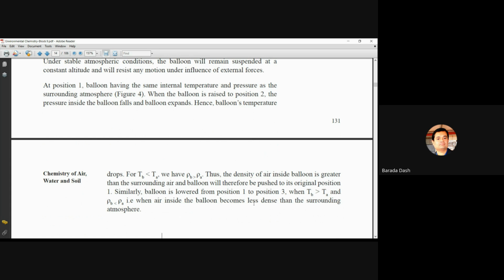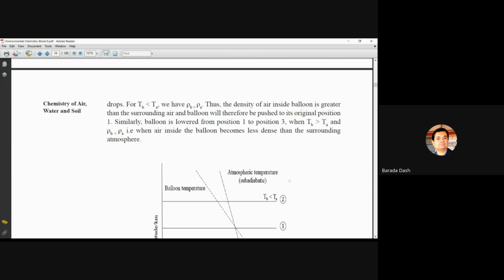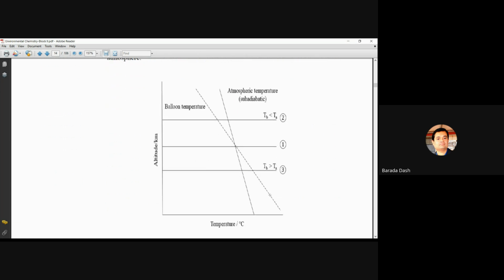Similarly, if the balloon is lowered from position 1 to position 3, then when Tb is greater than Ta, that is, the temperature inside the balloon is higher than the temperature outside the balloon, the air inside the balloon becomes less dense than the surrounding atmosphere. So depending upon these conditions, the balloon can go up or come down. The balloon's inside temperature and the outside temperature vary, and depending upon that, if Tb is less than Ta or Tb is greater than Ta, the balloon will go up or down.